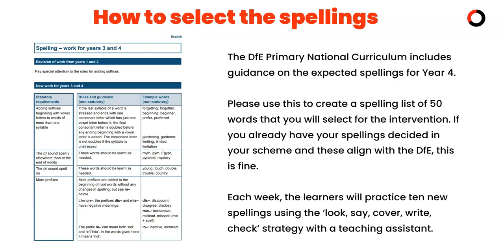So how to select the spellings. DFE Primary National Curriculum includes guidance on the expected spellings for Year 4. Please use this to create a list of 50 words that you will select for the intervention. If you already have your spellings decided in your scheme and these align with the DFE, this is fine. Each week, the learners will practice 10 new words as a minimum using the strategy with a teaching assistant.